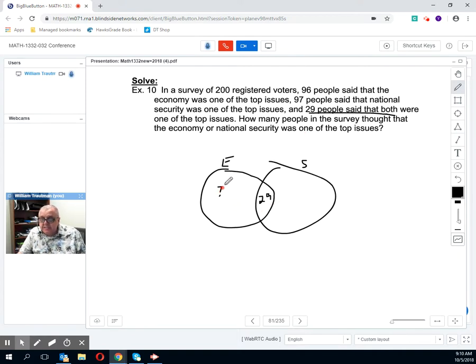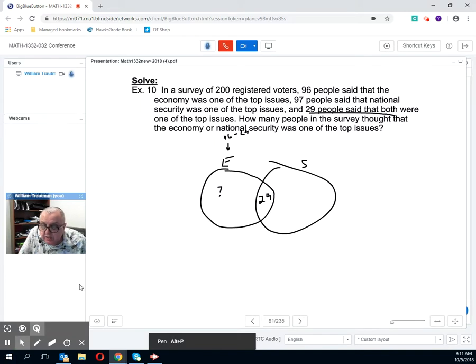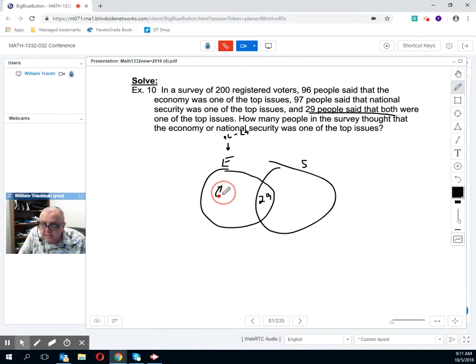So if 96 is economy, I'm not putting the 96 up here, but 96 is economy. That's not where you normally put it. It has to add up to 96. In other words, if I do 96 minus 29, I'll get 67 in here. 96 minus 29 is 67. Do you see when I add these two up, I now get 96. That's how many is in E.